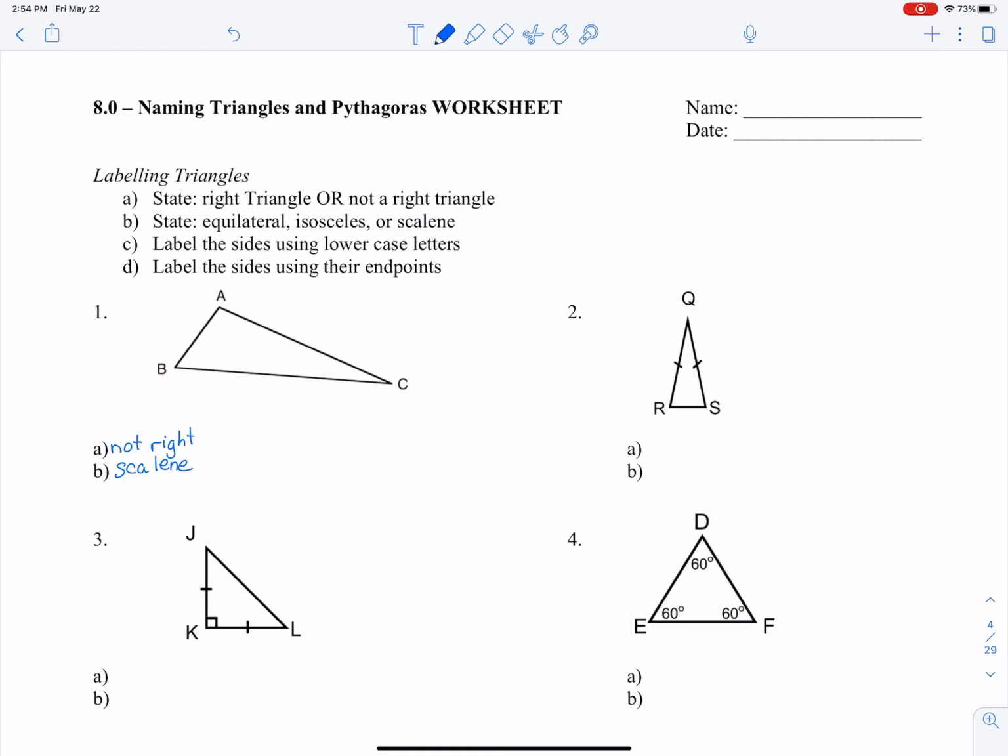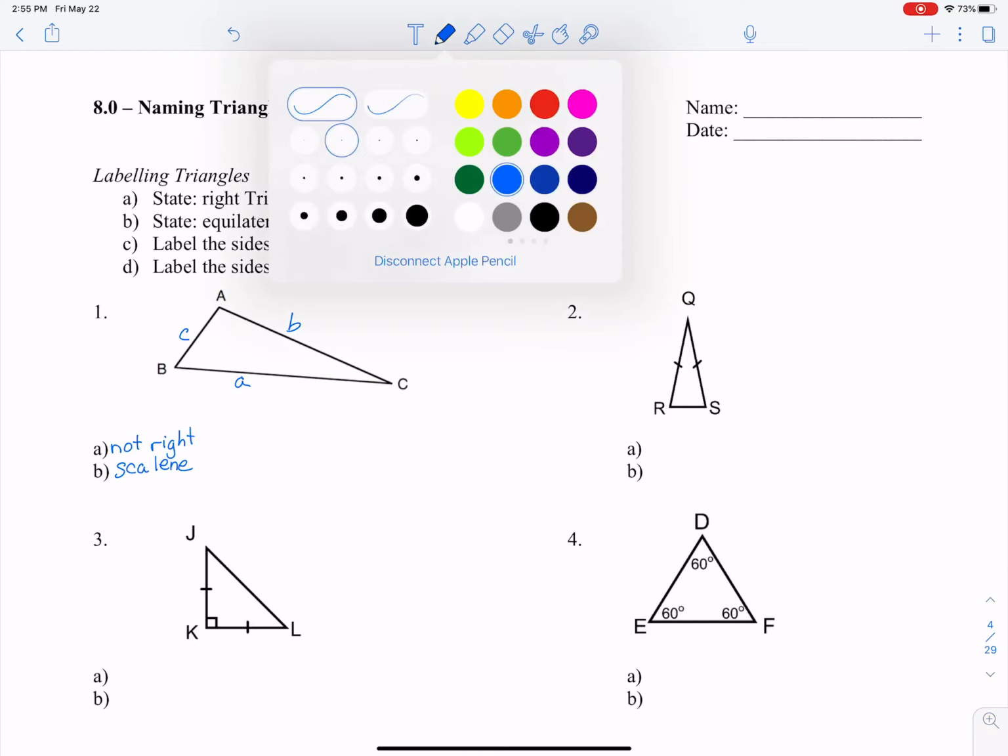Next, it says label the sides using lowercase letters. So I'm going to find each of my points here, and I'm going to go across. I'm going to label using lowercase letters. A, across, B, across, C. Then I'm going to use another color, pink.